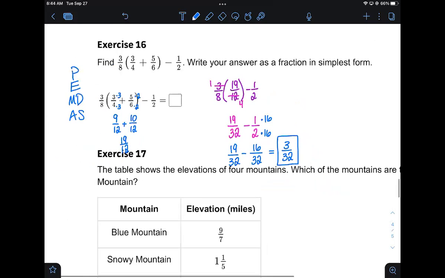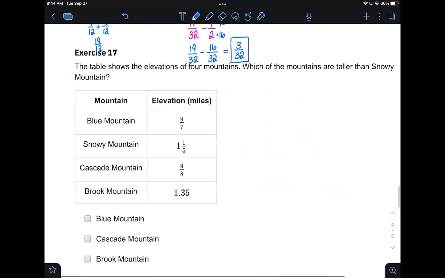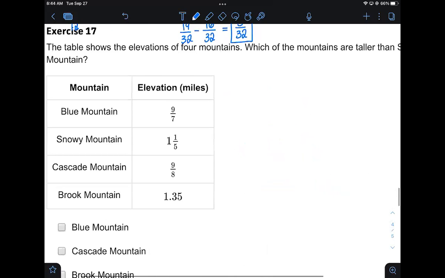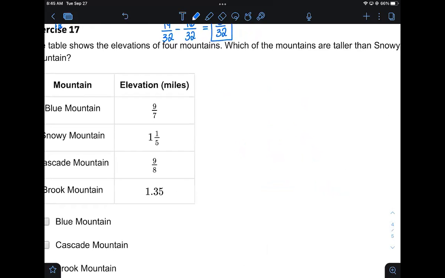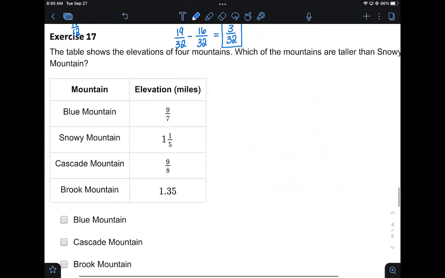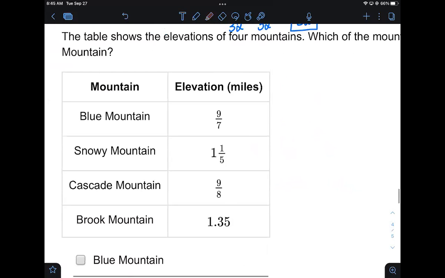All right, number 17. The table shows the elevations of 4 mountains. Which of the mountains are taller than Snowy Mountain? Snowy Mountain has an elevation of 1 1/5 miles. I'm supposed to determine which of the other 3 would be taller than that. They give me these numbers written in fraction and decimal form. What do I need to do in order to compare them?